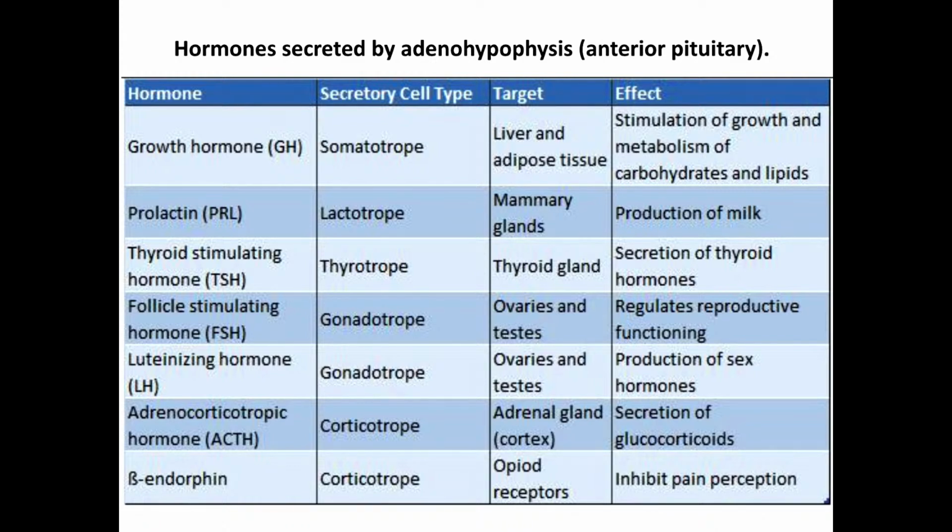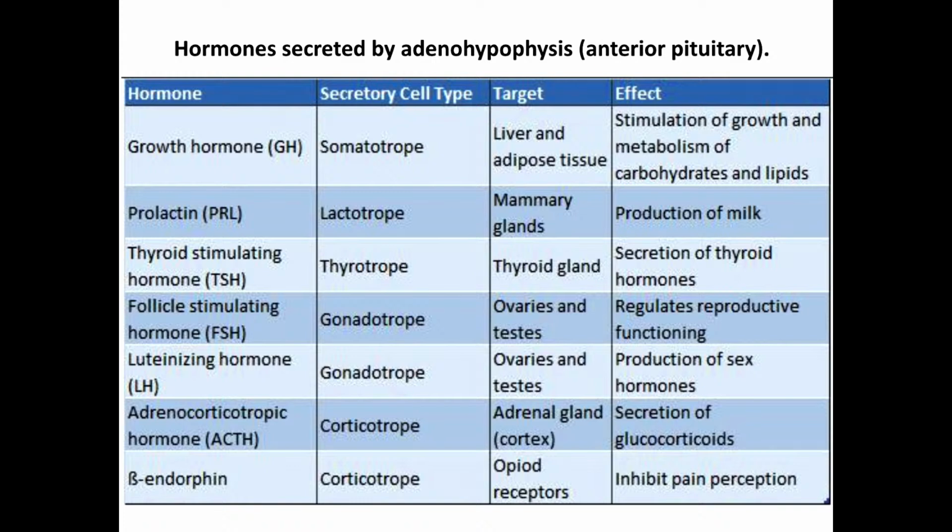ACTH and beta endorphins are created from one molecule. They work on the adrenal gland, and they are the stimulating hormone for cortisol, for example, and that's why it is the corticotrope. The target organs and the effects are written here. We will study all of this in more detail in physiology.